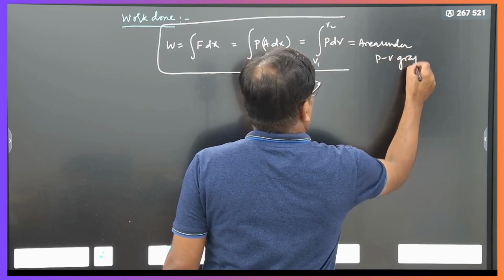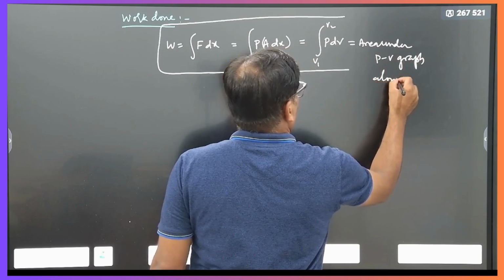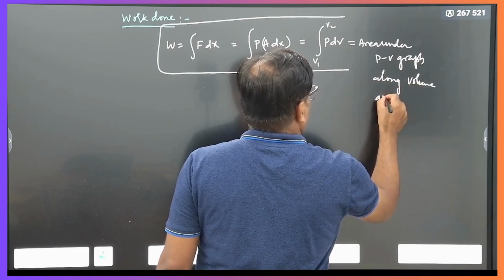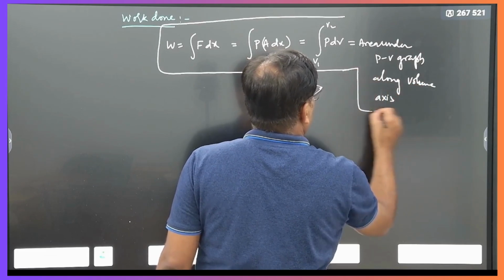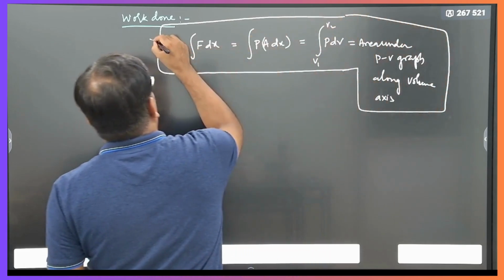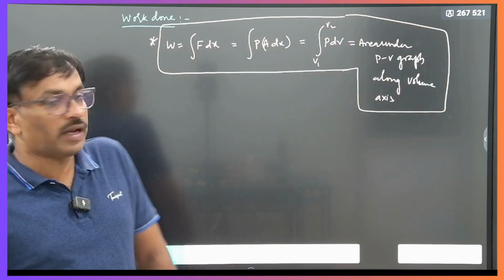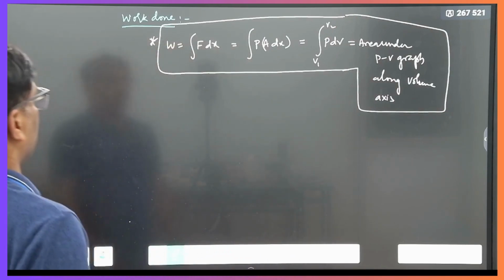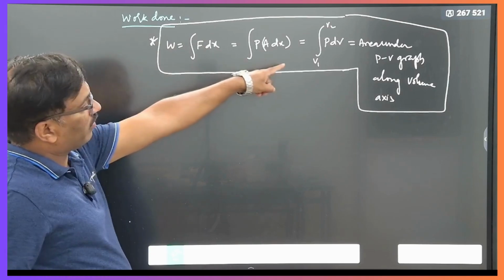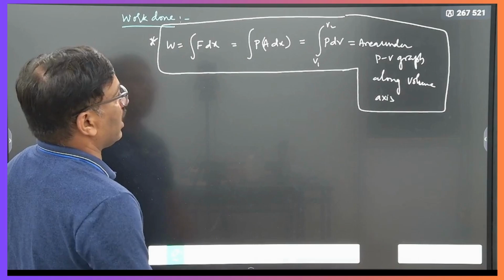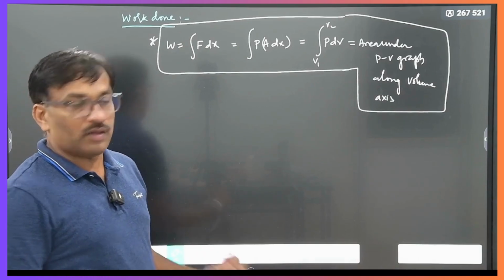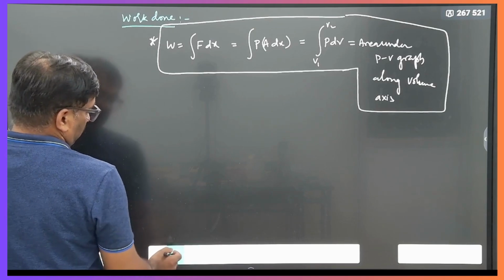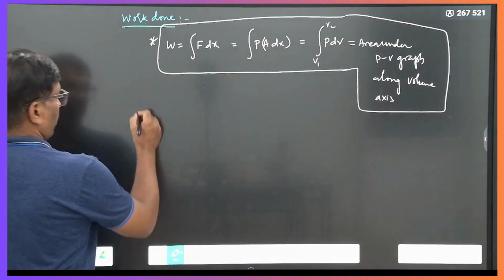So integral P dV is nothing but the area under the PV graph along the volume axis. This is your work done formula, right? So work done on the gas or by the gas can be calculated as integral P dV. That is equal to the area under the PV graph along the volume axis only. So let us do one by one situation.